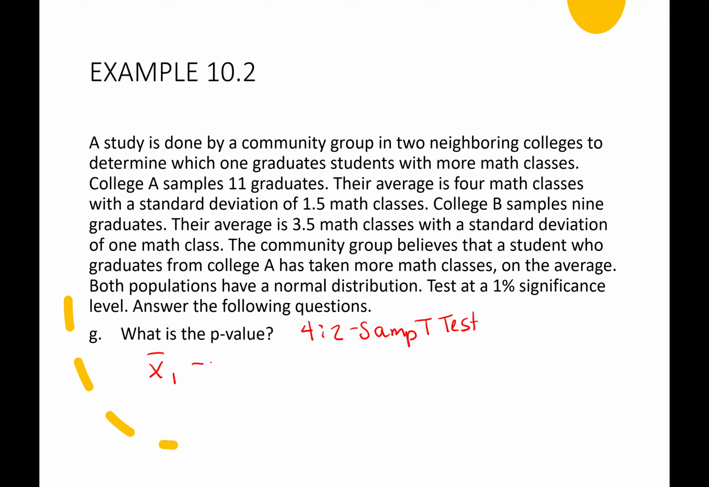format with 4. And what's the standard deviation? Was that 1.5? And the sample size was 11. And then the second group, I'm going to do college B, which is 3.5. S sub 2 was 1. And N sub 2 was, how many did we have in that sample? 9. And I'm interested in where A is greater than B. So I'm going to be running the test on greater than, whereas 1 is bigger than 2.